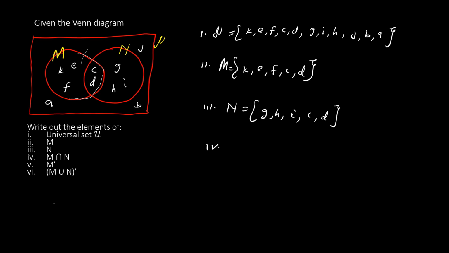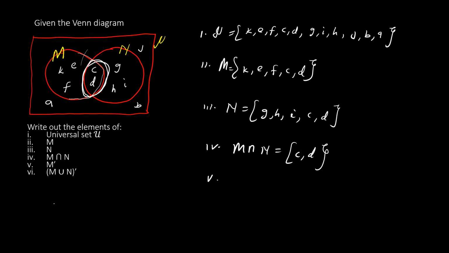The fourth one is to write M intersection N. As we saw in the previous slide, the part where these two sets join is the intersection. So we have the elements of M intersection N to be C and D.